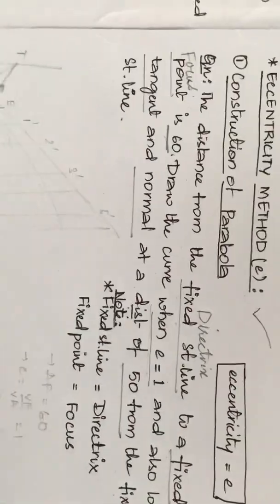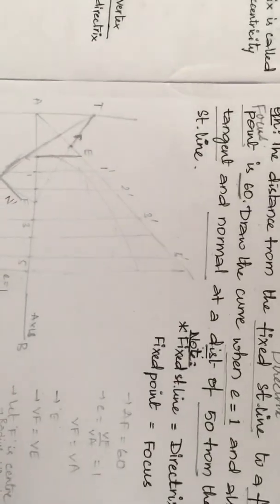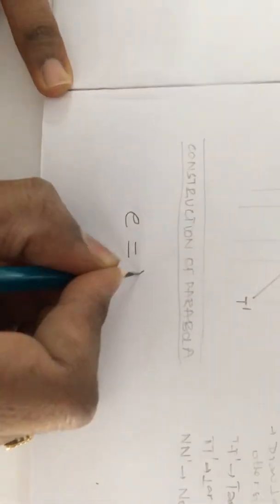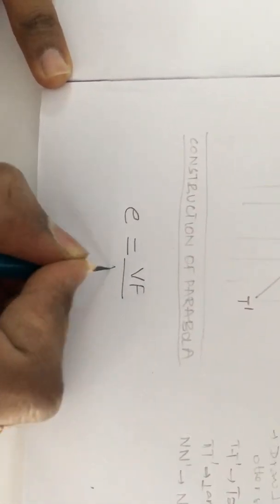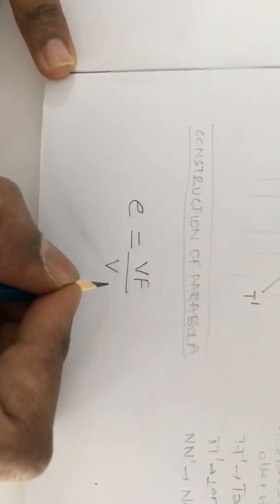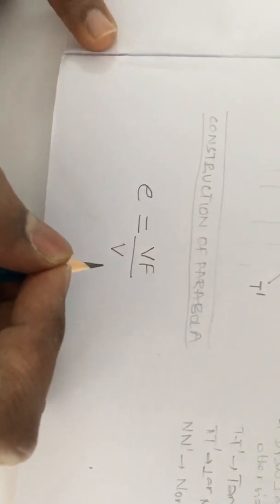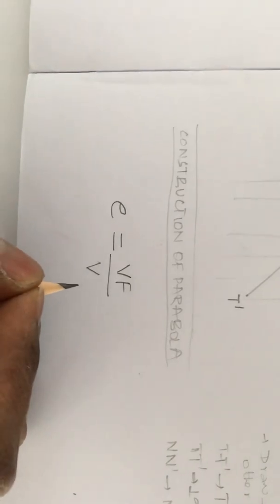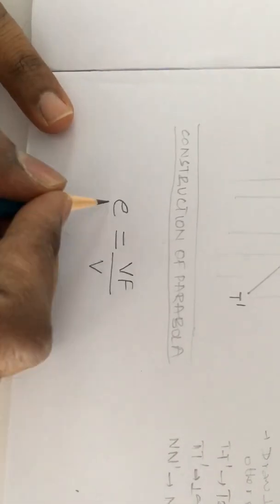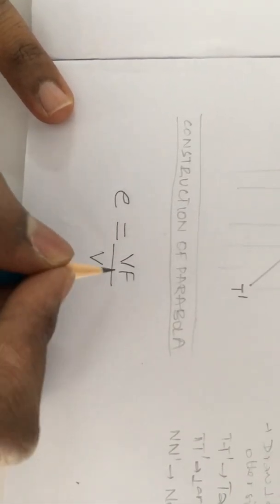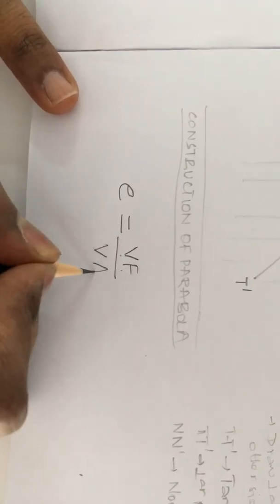Before going to work out this problem, let's look at the definition of what exactly eccentricity is. Eccentricity is defined as the ratio of the distance from vertex to focus to the distance from vertex to directrix. You can go to the other videos where I have a detailed explanation regarding the eccentricity method, dear students.